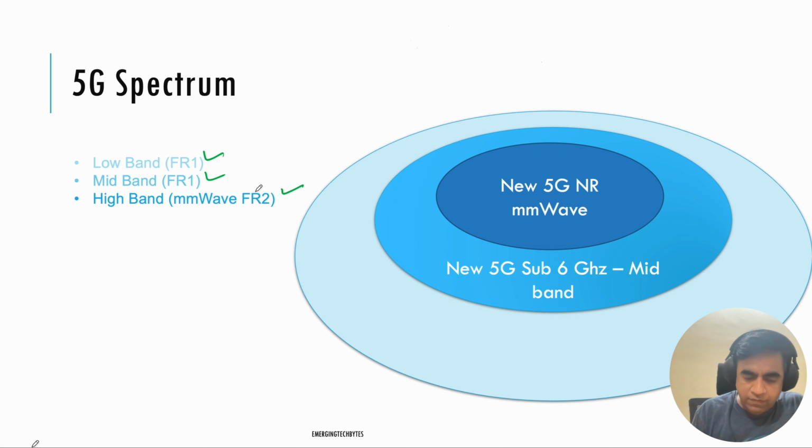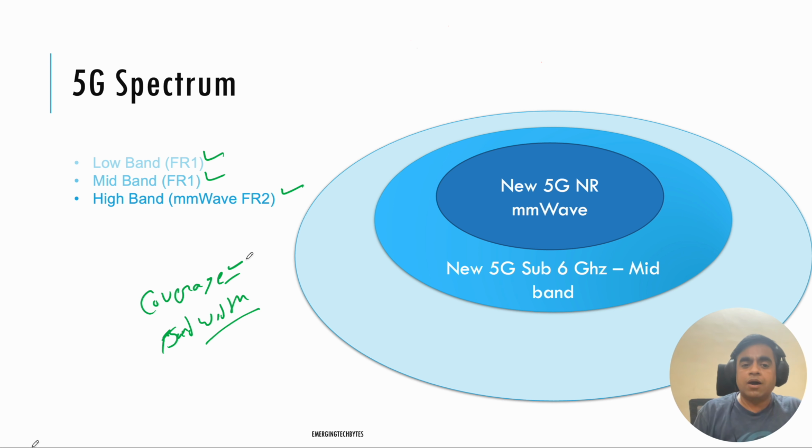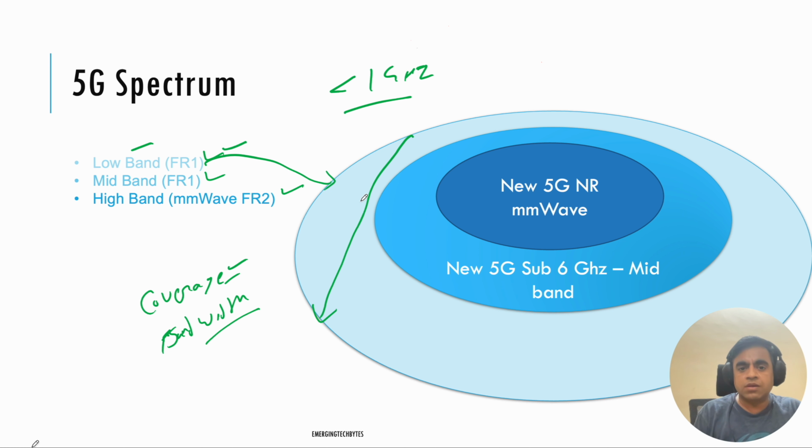Being a network engineer, what we look at is two aspects basically. One is coverage, and another one is throughput, or let's say bandwidth. How much bandwidth am I getting, how much coverage am I getting? If there is a lower band or FR1 segment, which is anywhere below 1 gigahertz, basically you get more coverage, but at the same time, you get less bandwidth.